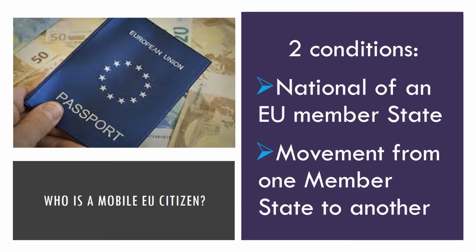We will see later that in some cases, third country nationals may enjoy free movement rights if they are family members of EU citizens. The second condition is having moved between member states. The person must have moved from her or his member state to another one. This could be a person currently living in a member state other than their country of origin, for example, a Spanish person living in Germany, or someone who used to reside in another member state and then return to their member state of origin. For example, a French person who had been living in Italy and returns to France.